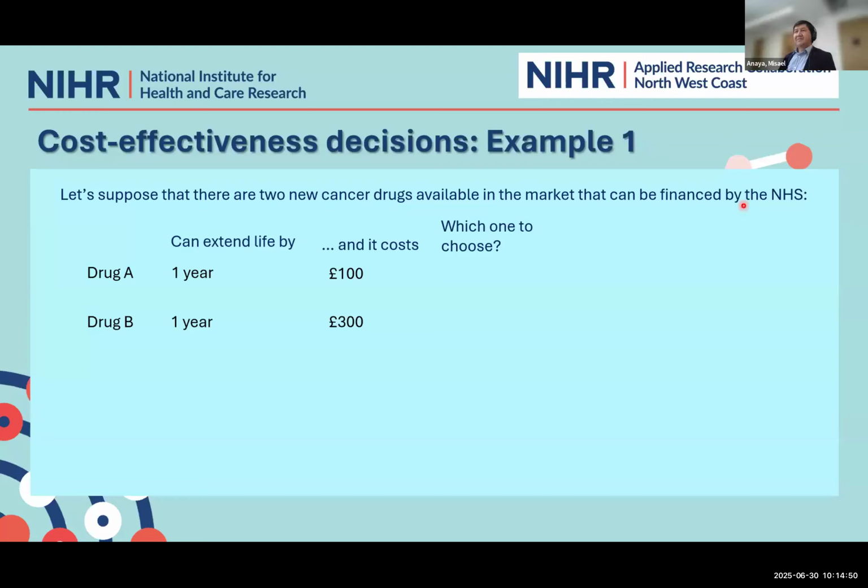Can you see my screen now? Yeah. Okay, great. Now we will see an example of a cost-effectiveness decision. Let's suppose that there are two new cancer drugs available in the market that can be paid for by the NHS. Let's assume that drug A can extend life by one year, and it costs £100, and drug B also extends life by one year and costs £300.